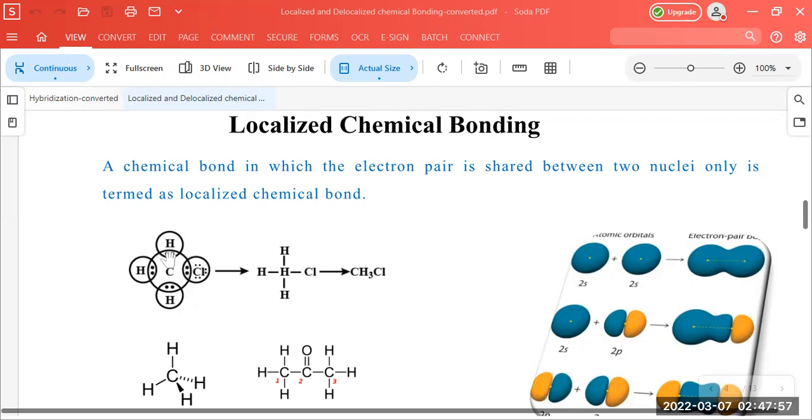Now if we look at this molecule, CH3Cl, sorry, this is CH3Cl. Here this carbon and chlorine has a localized bond, and here this carbon and hydrogen has a localized bond, so it is not movable.